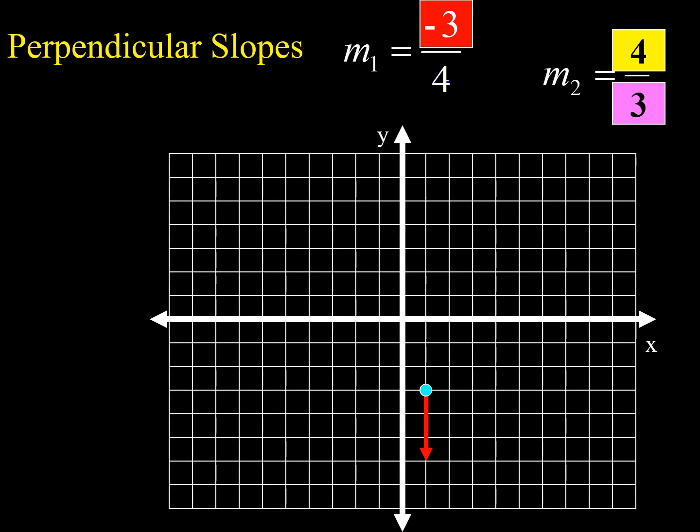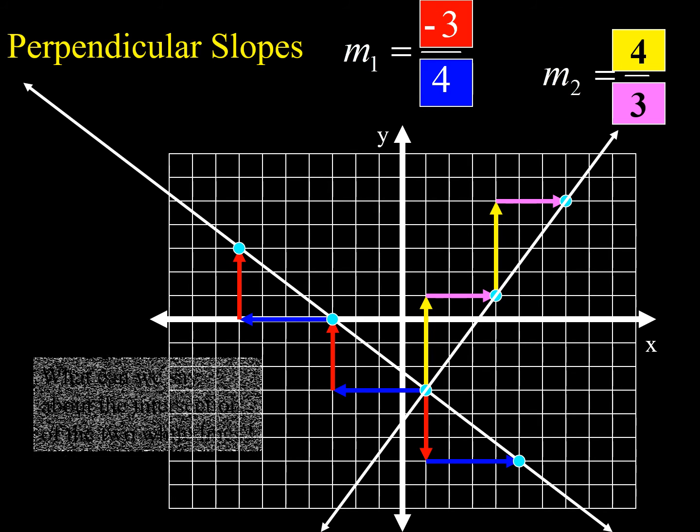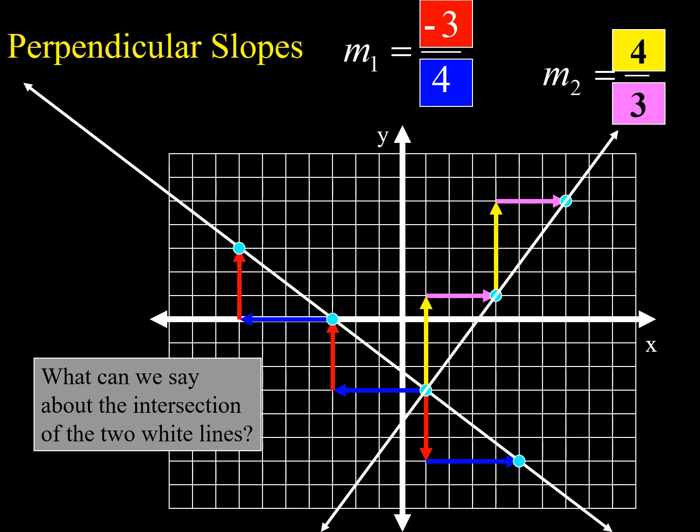Now let's move on to perpendicular slopes. So as you can see in the graph, we are going to graph using the slopes negative 3 over 4 and 4 over 3. So these two white lines form perpendicular lines, and perpendicular lines form a 90-degree angle, okay? So we are going to discover what is the relationship of the slopes of perpendicular lines.